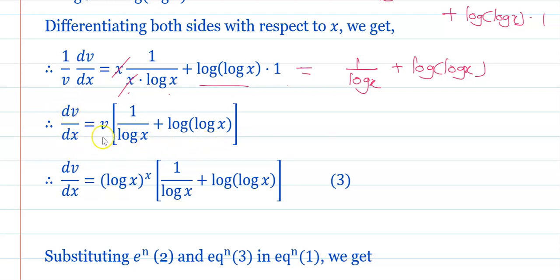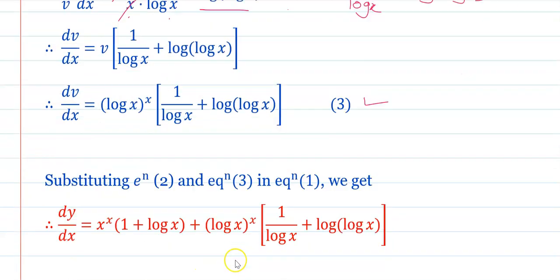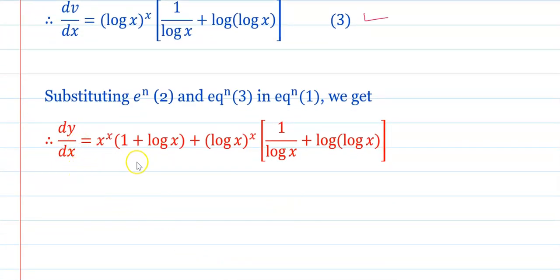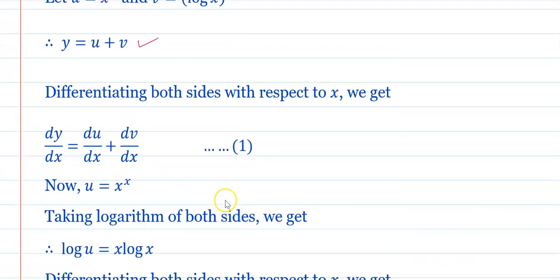Therefore dv by dx is equal to v in bracket 1 upon log x plus log of log x. Resubstitute the value of v, that is (log of x) bracket raised to x. In this way we get dv by dx, that is (log of x) raised to x in bracket 1 upon log x plus log of log x. This is expression number 3. Now substitute the values of 2 and 3 in equation 1. Therefore dy by dx is equal to x raised to x in bracket 1 plus log x, plus (log of x) raised to x in bracket 1 upon log x plus log of log x, and this is your dy by dx. You can see it once again here.